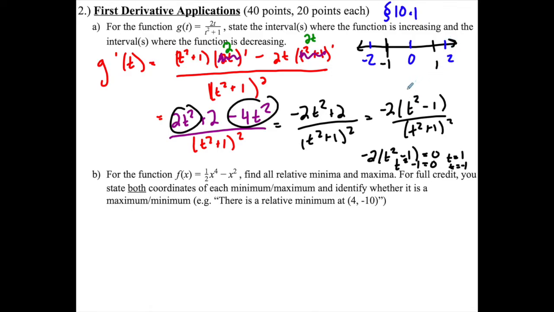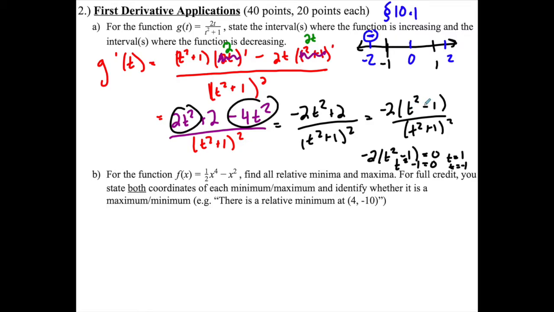So look, no matter what you plug in, 0, 2, or negative 2, the bottom is always positive because you're squaring it and it can't be 0. So if I plug it into the derivative, if the top is positive, we're good, it's positive. If it's negative, etc. So when I plug in negative 2, I get negative 2 squared, which is 4. 4 minus 1 is 3. 3 times negative 2 is negative 6, so that's a negative.